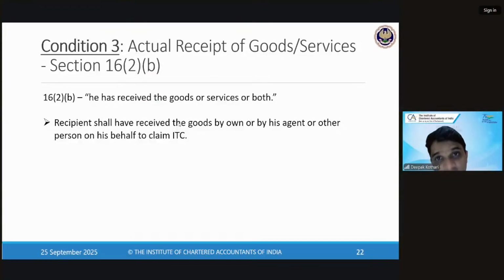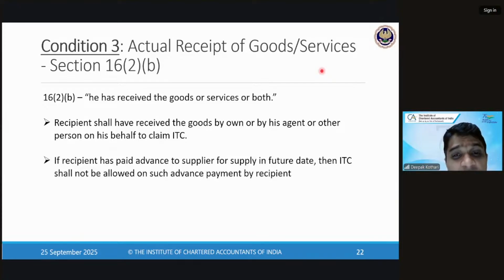That is, the receiver or the recipient should have received the goods by his own account or by his agent or any other person on behalf of whom he is claiming the ITC. We know that the supplier can supply the goods by himself or through his agent. Similarly, the receiver can receive the goods by himself or his agent can receive them. So the condition will be satisfied even if I received it or on my behalf I tell somebody else to receive it.